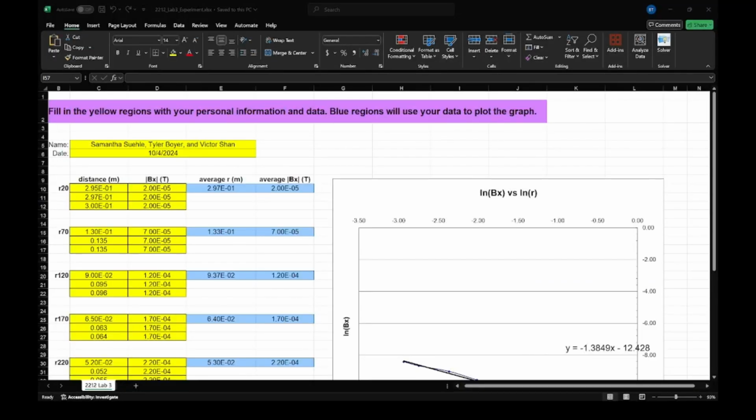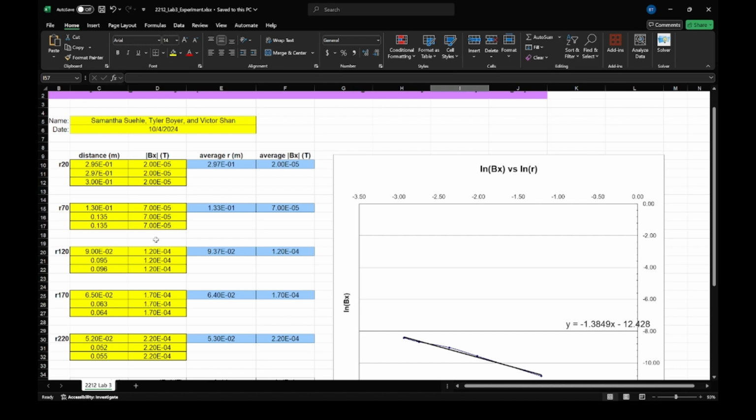Let's see more of it. This is all the experimental data we gained from this experiment. We have the various different magnetic field amounts, and then we have the distances that we got those at.